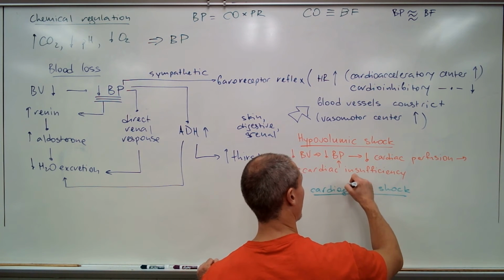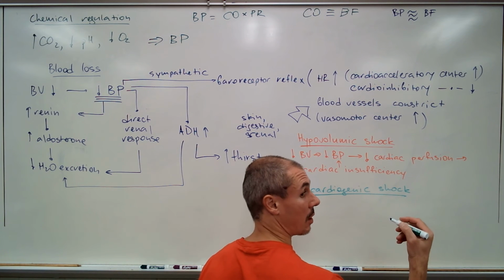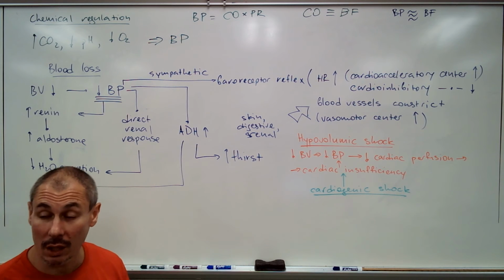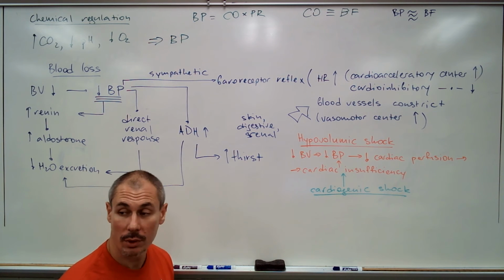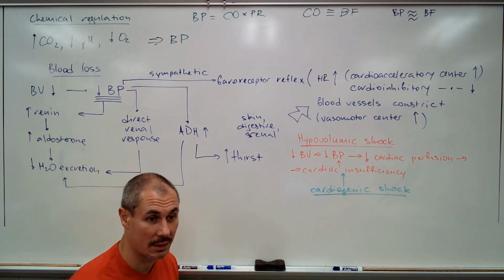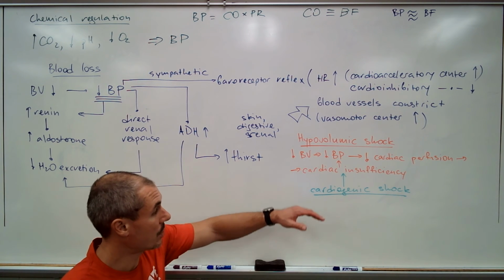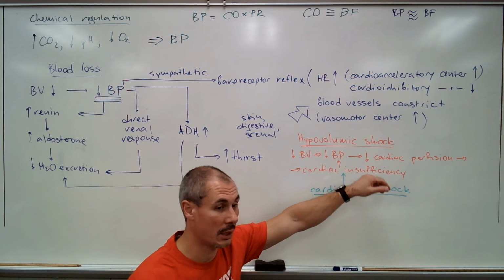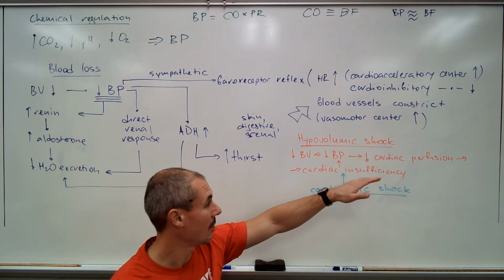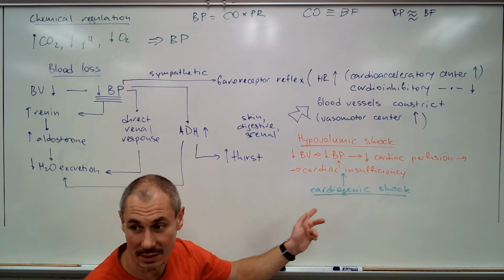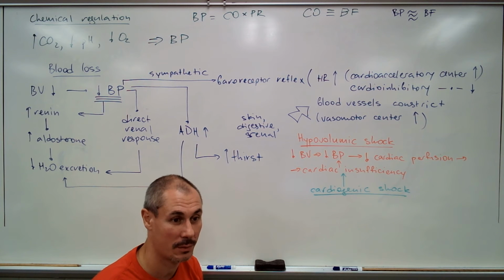Check this out. When cardiogenic shock occurs, basically it means that your heart can't pump with the vigor it's supposed to. Does that make sense? Cardiac insufficiency will result in a lower blood pressure, which results in decreased cardiac perfusion, which results in further cardiac insufficiency, and again you have a positive feedback. Does that make sense?